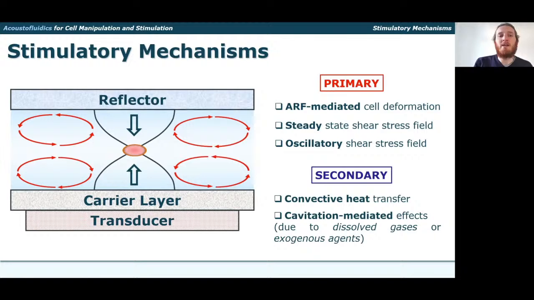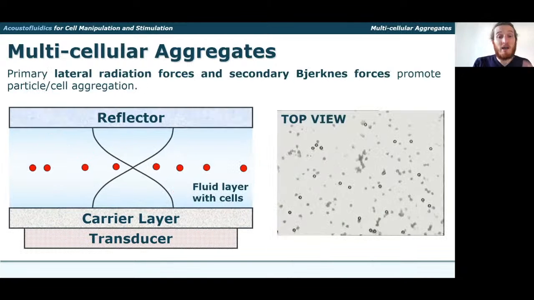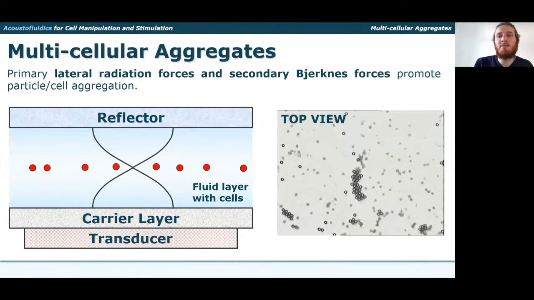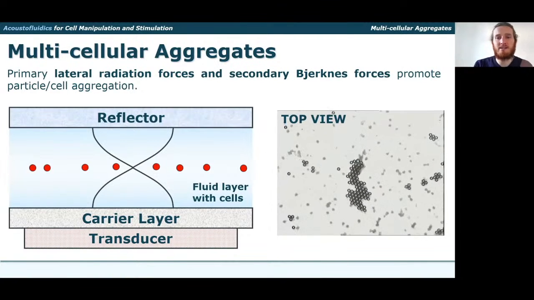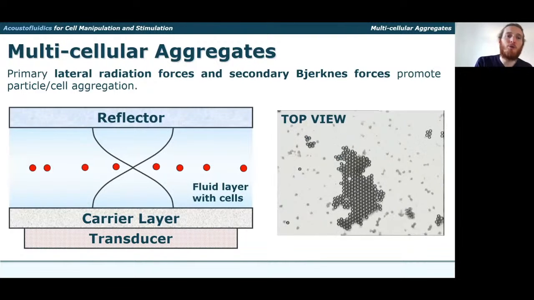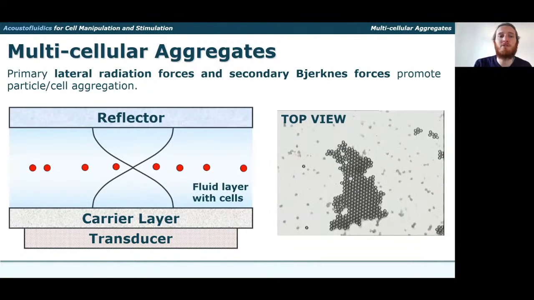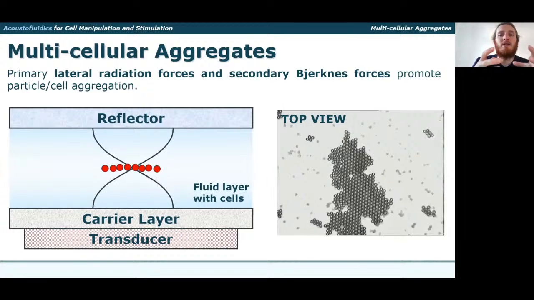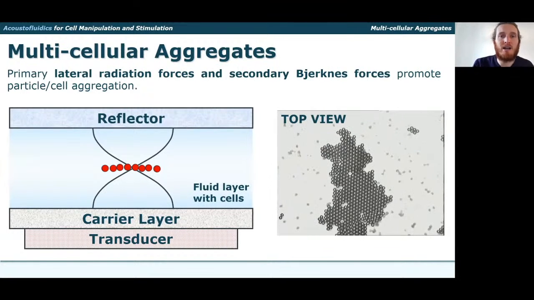Secondary mechanisms of stimulation may include convective heat transfer due to the heating of the transducer, as well as cavitation-mediated effects due to dissolved gases present within the fluid or exogenous agents such as gas microbubbles. These effects have been extensively discussed in a previous talk by Professor Stride. It's important also to note that this type of mechanostimulatory effect can occur on a single cell, but also on a cell aggregate. There are types of resonators where lateral forces, either in the form of primary lateral forces or secondary Bjerknes forces, are particularly strong. This will lead to the formation of a multicellular construct, which can then be subject to the type of stimulatory effects I mentioned before.